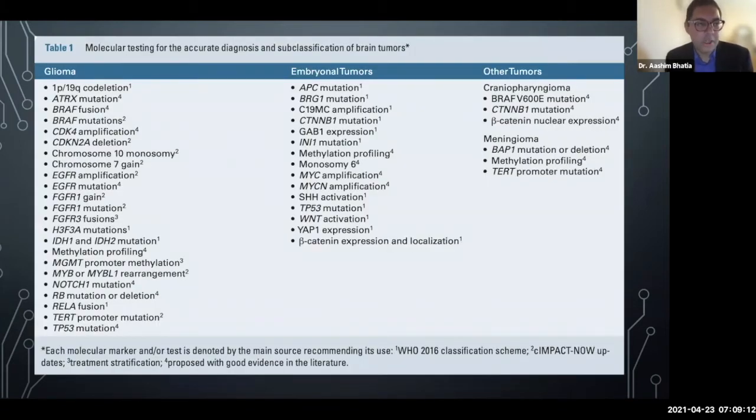So that's layer four. Here's an example of multiple molecular tests that you can obtain. This is a long list: gliomas, embryonal tumors. I'm not going to go into a lot of detail on all of these. I'm going to mention a few that are important, but you can see there's a lot being learned about these. There's more molecular integration than ever before. 2016 was the first time there was molecular integration into the WHO classification. The more we understand as radiologists of molecular information, the more we can converse with our clinical colleagues.